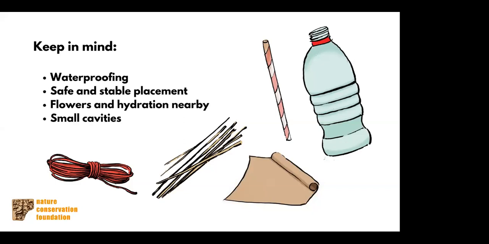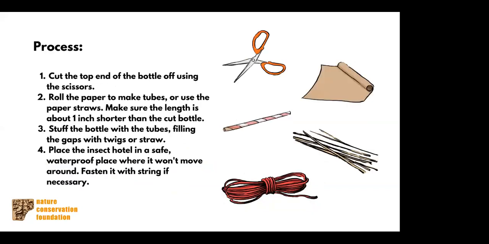So the process is very simple. Just cut off the top part, the top that we drink out of, with your scissors. You can roll this paper into thin tubes and make sure the length is a little shorter than the bottle. And you can do the same thing with the straw, but just cut the straw so that it's a little shorter than the bottle. And you can stuff the bottle with these tubes and keep the twigs in the gaps in the middle. And that will also be a natural material so that insects feel a little more comfortable around it.